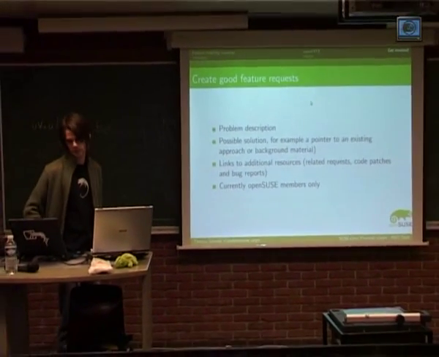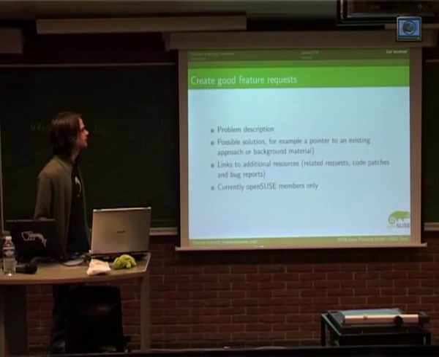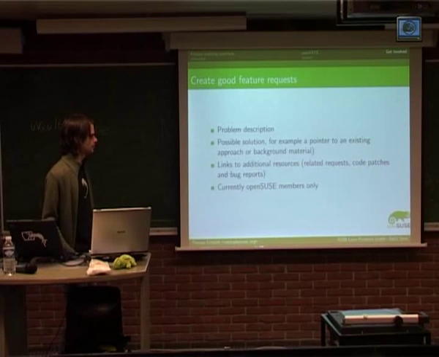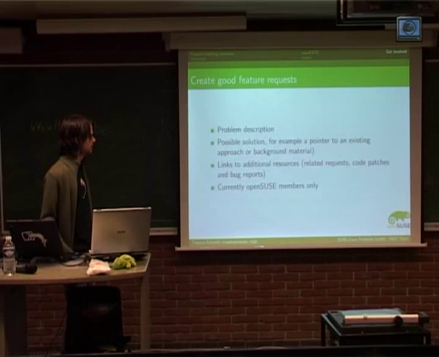So some hints how to create a good feature request that has good chances to be implemented and to end up in the next SUSE release. It has to be a good problem description so that everyone understands what is needed. Best thing would be to have a possible solution and to have as many pointers to links and background material as possible so that the people know what it's about. At the moment, only openSUSE members can create new feature requests in openfate. Editing features can be done by everyone.